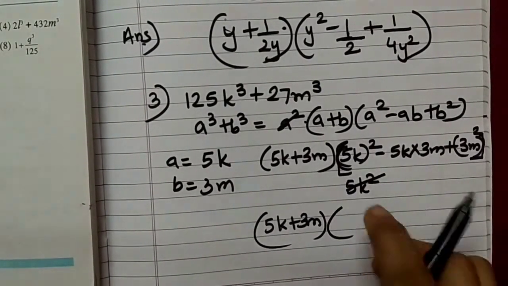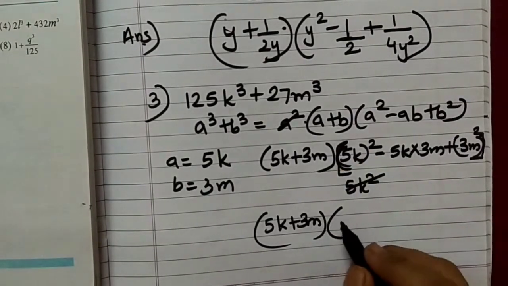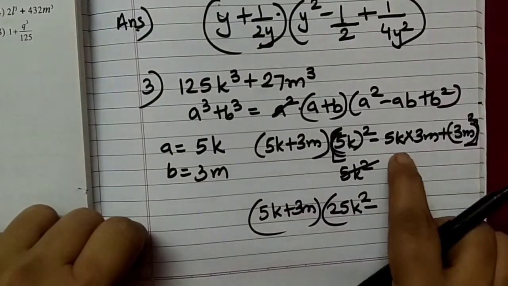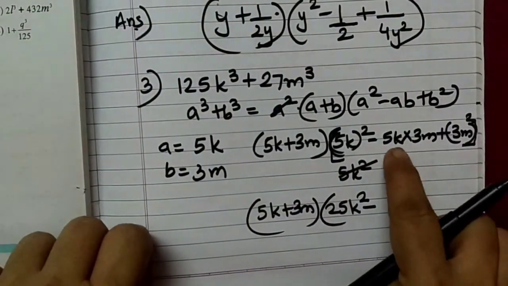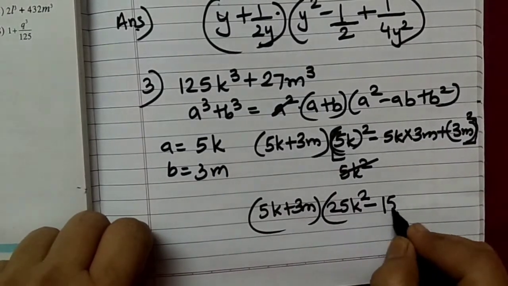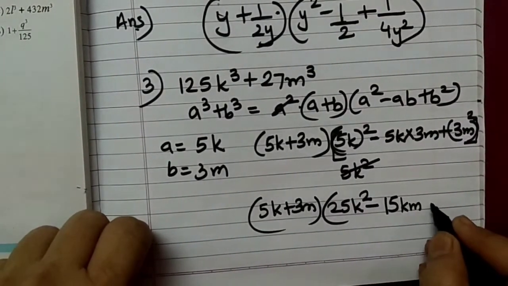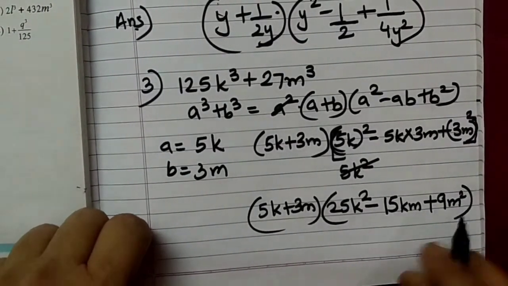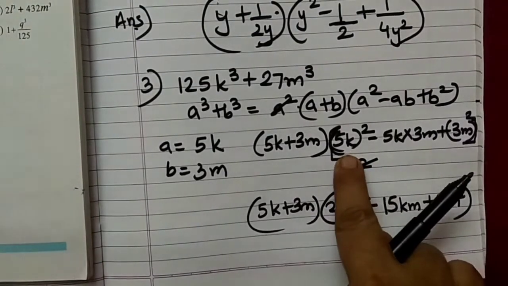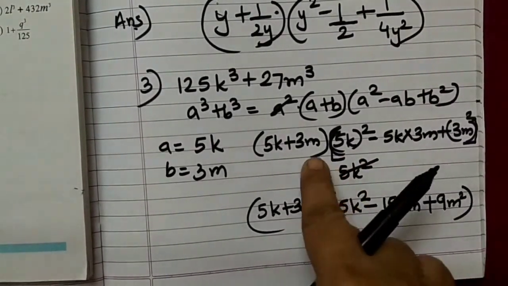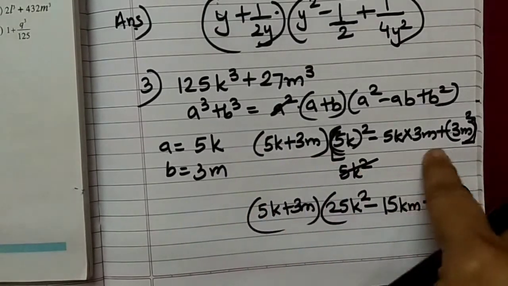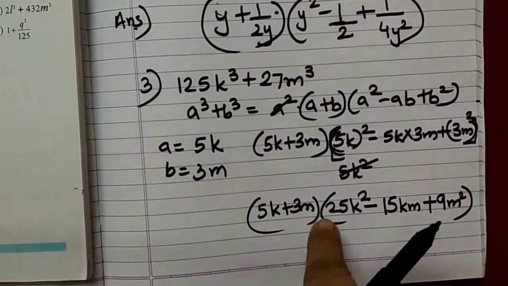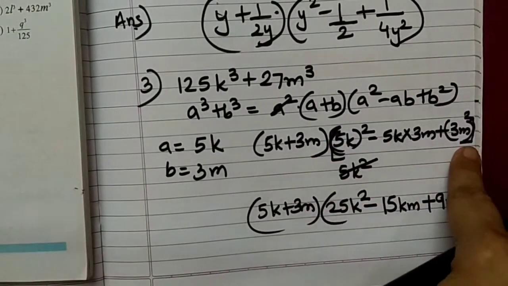Now here we will open the bracket. 5k whole square: 5 square is 25 and k square is k square, minus. Now 5 into 3, numbers you have to multiply first. 5 3s are 15, k and m as it is, plus. Now 3 square will be 9 and m square will be m square. Instead of this step, you can directly write this step. If you know the squares properly, you can cut out this step directly and come to this step. But if you don't know the squares, you better write it this way and then solve.